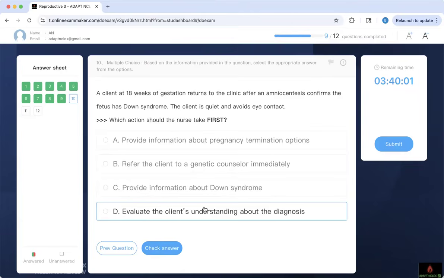Patient just found out carrying a baby, it's Down syndrome. Do you provide information about pregnancy termination options? Do you refer the client to genetic counseling immediately? Do you provide information about Down syndrome? Do you evaluate the client's understanding about the diagnosis?